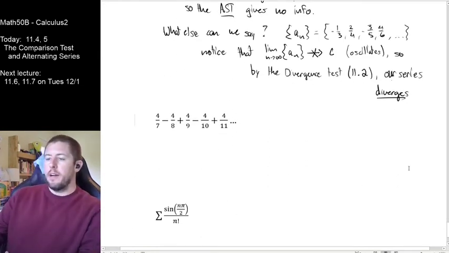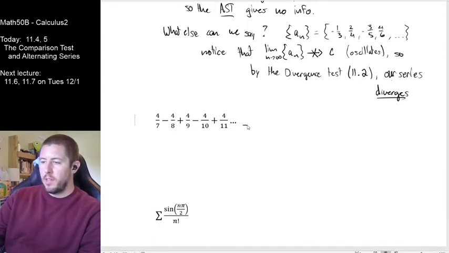So how about this guy right here? Again, we need to come up with a formula so that I can talk about b sub n so I can attempt to use the alternating series test. I can clearly see the alternating signs that scream into me alternating series.